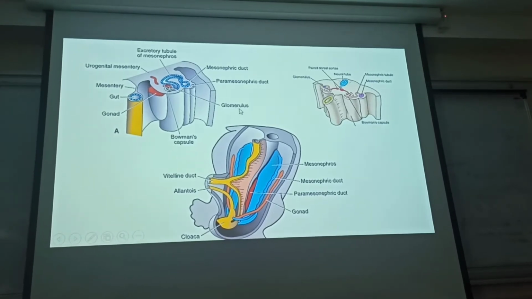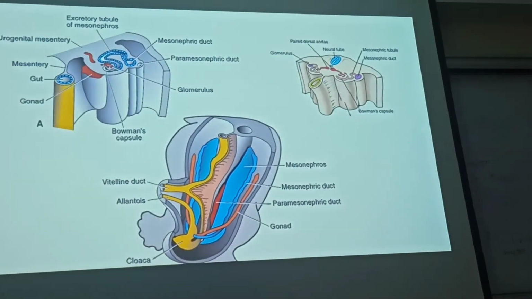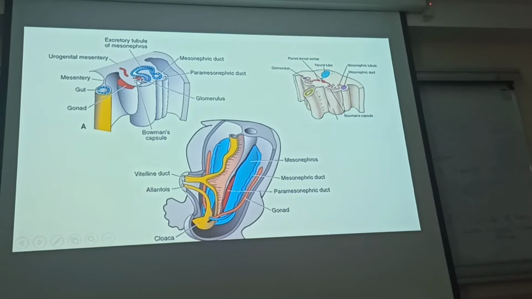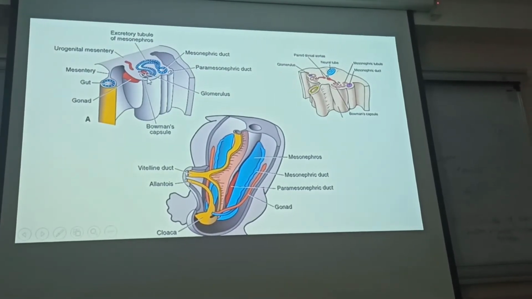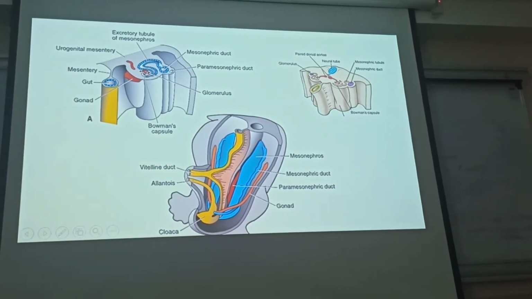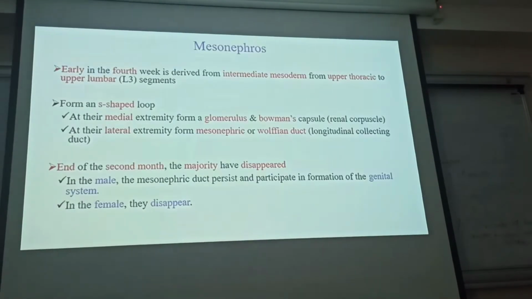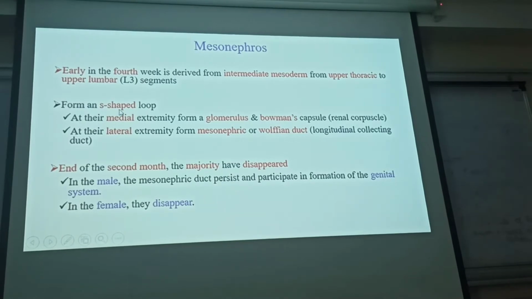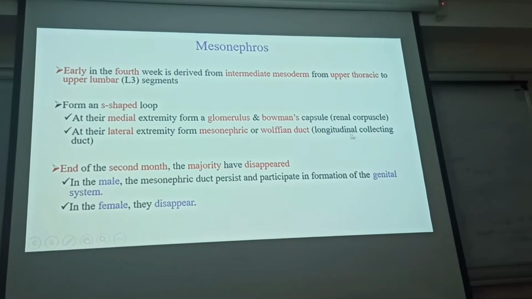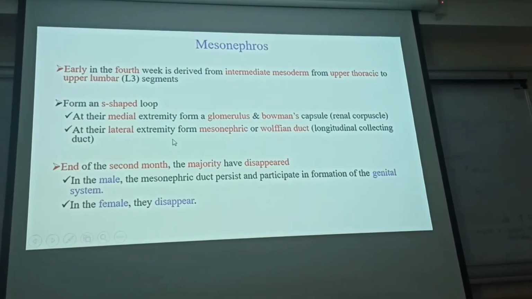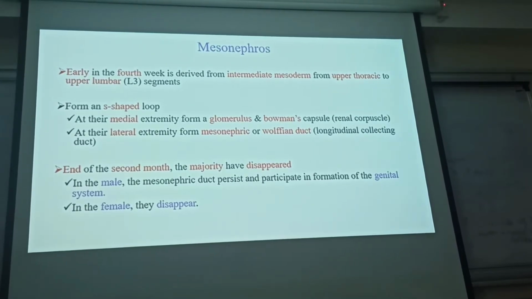The medial side of this loop, you can see glomerulus and Bowman's capsule or renal corpuscle. Again, the medial side of this loop forms an S-shaped Bowman's capsule. But the lateral side of this loop, you can see mesonephric duct. Mesonephros forms an S-shaped loop. The medial side forms a glomerulus and renal capsule, renal corpuscle, and the lateral side gives rise to mesonephric duct or Wolffian duct.